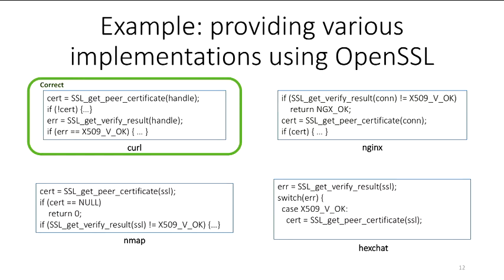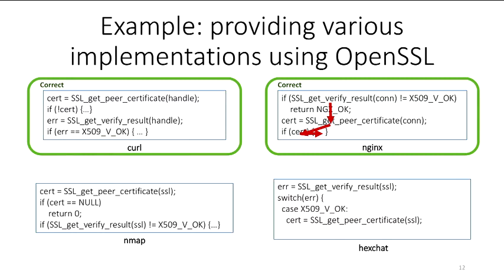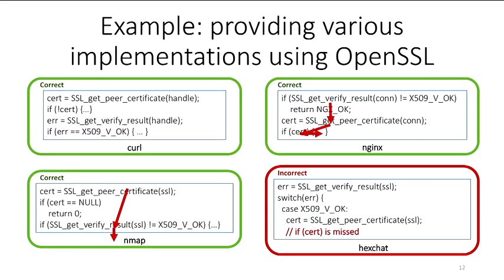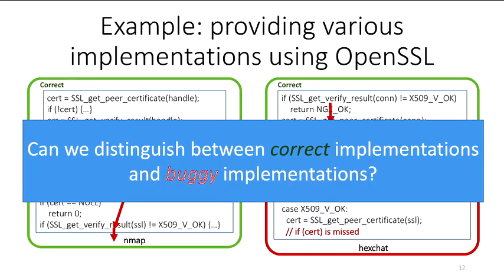There are various other implementations, including Nginx, mmap, and Hexchat. Similarly, in Nginx, there is a path that is semantically the same as the correct use, so it is a correct use. And mmap also has such a path, so it is a correct use. But in Hexchat, it calls SSL getVerifyResult and SSL getPeerCertificate, but there is no return value check of SSL getPeerCertificate. Therefore, it is an incorrect use. Here is a question: can we distinguish between correct implementations and buggy implementations?